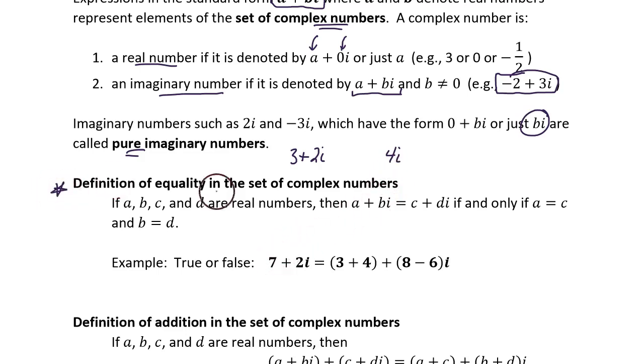Here is the definition of what equality means over the set of complex numbers. These expressions are equal to each other only if the real number terms are equal and only if the coefficient of the letter i is equal. Here's a true or false question. 7 plus 2i is equal to this expression right here. Well, let's simplify on the right side. 3 plus 4 makes 7, and 8 minus 6 makes 2i, so would you say true or false? This is true.